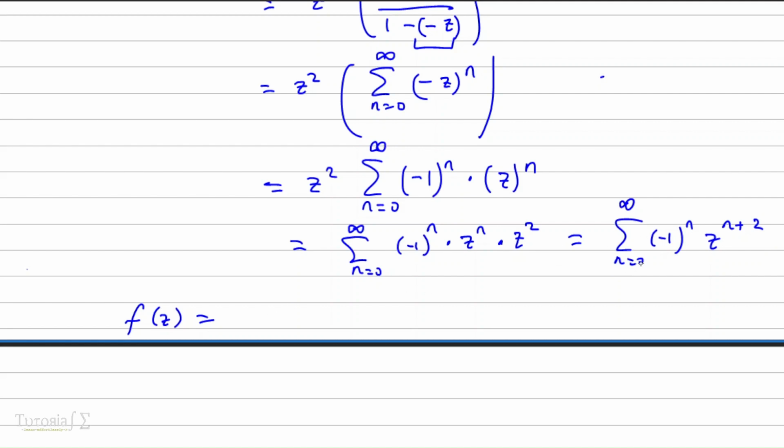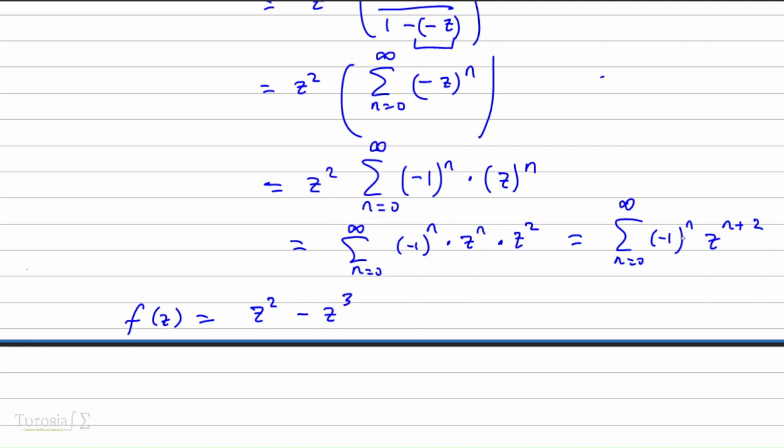So when n is equal to 0, we have negative 1 to the power 0, which is positive 1, then z to the power 0 plus 2, which is z to the power 2, plus, when n is equal to 1, we're going to have negative 1 to the power 1, which is negative, then z to the power 1 plus 2, it will be z to the power 3.